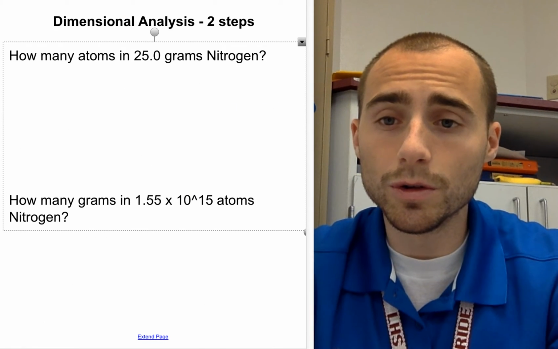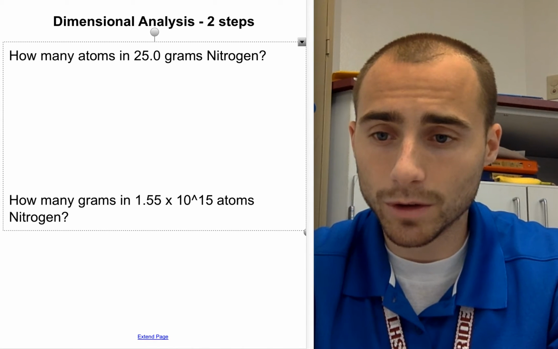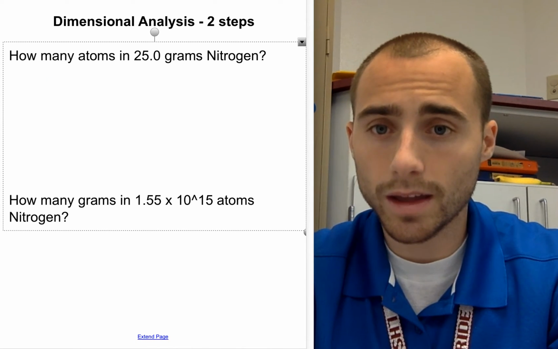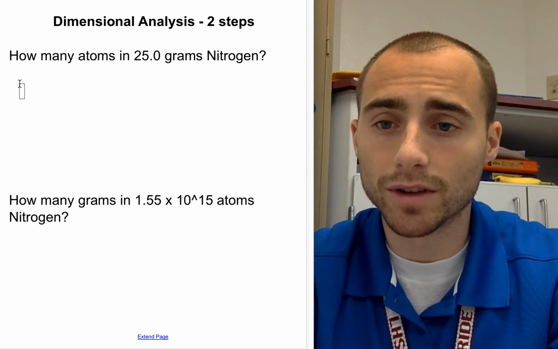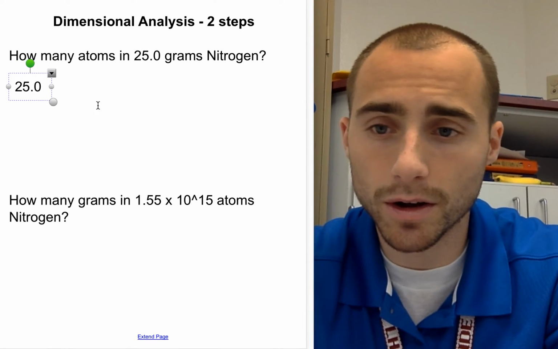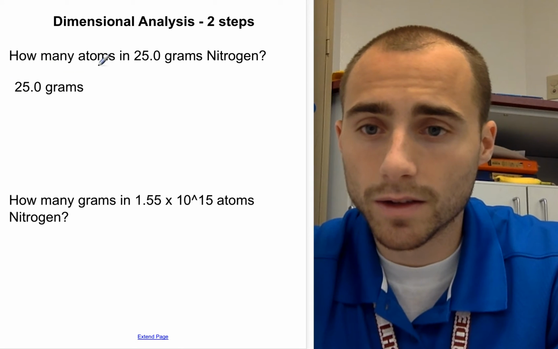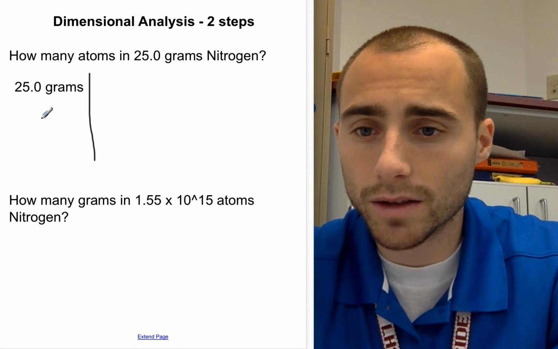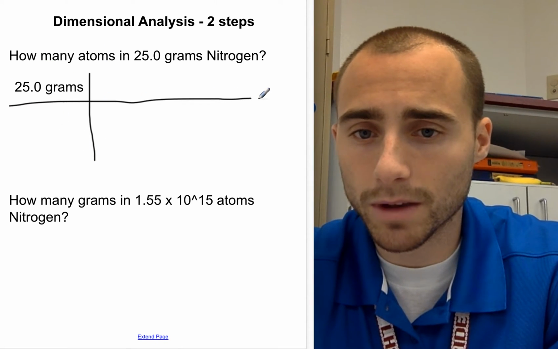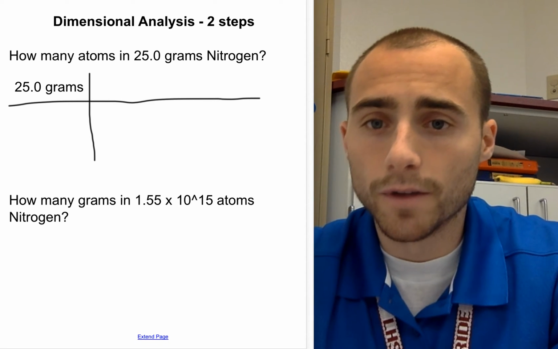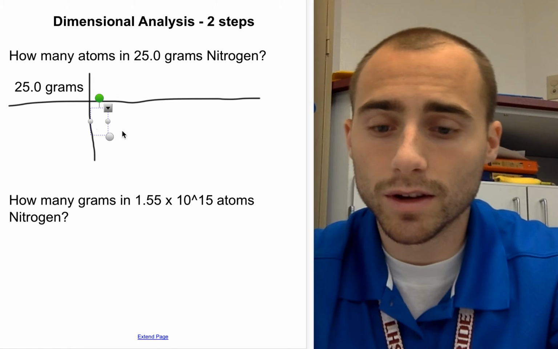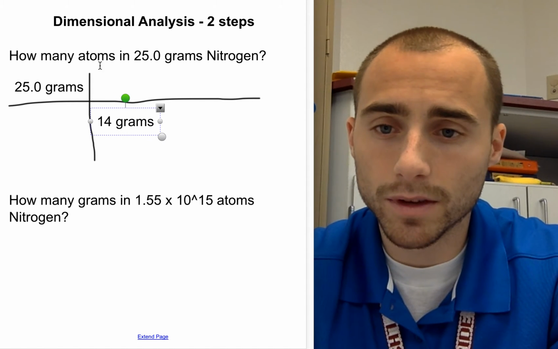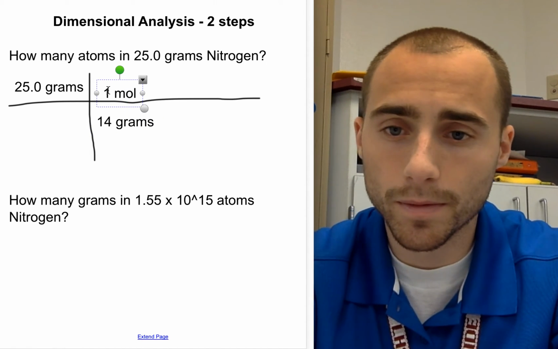I'm going to show you 2 examples quickly of 2-step problems, and then we will wrap this thing up. How many atoms in 25 grams of nitrogen? So we're starting off with 25.0 grams. Set up our picket fence. It is going to be 2 steps, so the picket fence needs to be a little longer. First, we are treating this like we're going to moles first. So nitrogen, its molar mass is 14 grams. Above that is 1 mole.